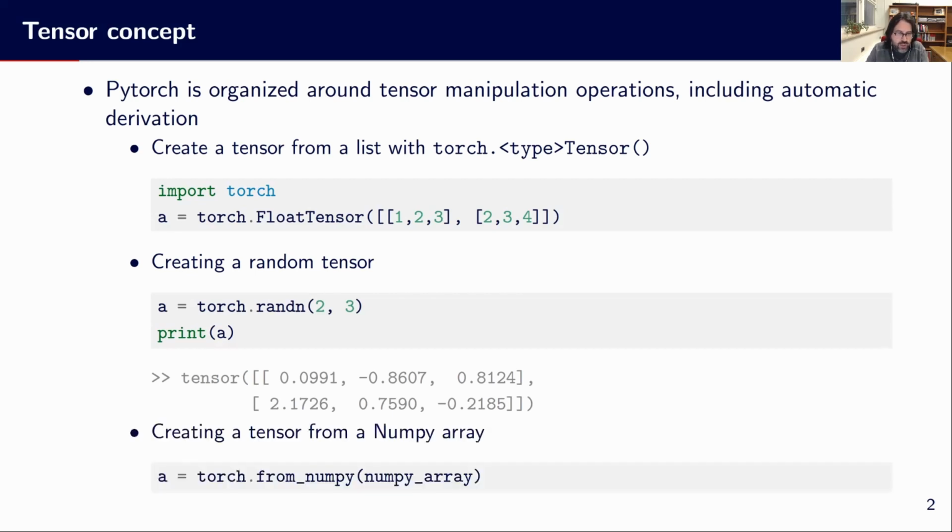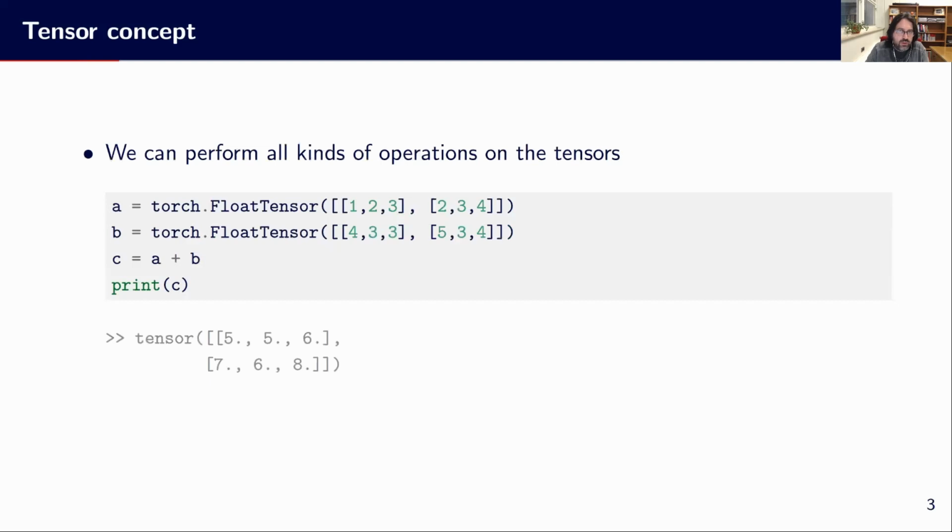We can also create a tensor from a NumPy array. If we have read or are manipulating data in NumPy arrays, we can import them and convert them into tensors using the from_numpy function directly. And the point is that we can perform all kinds of operations on the tensors. Remember, tensors are pretty much the generalization of matrices. So they are basically multidimensional arrays of values.